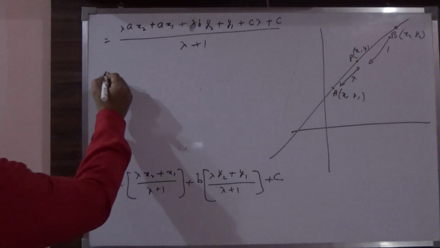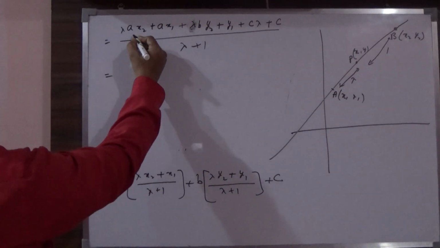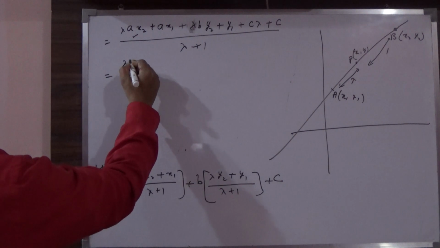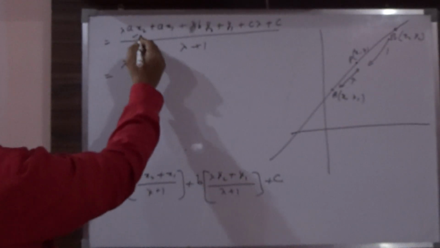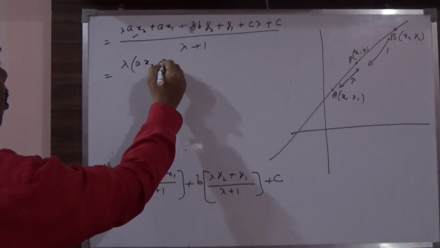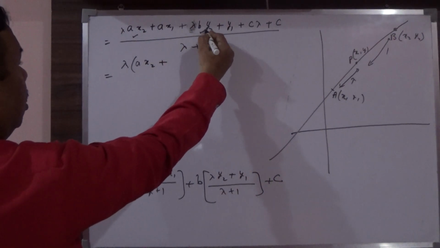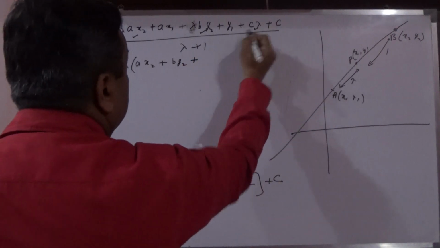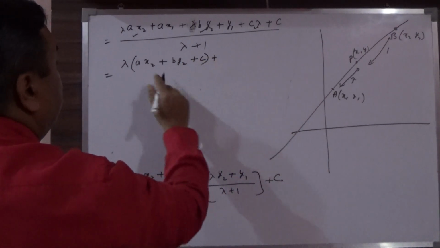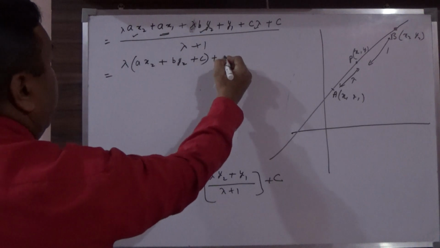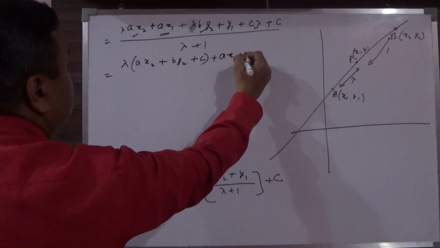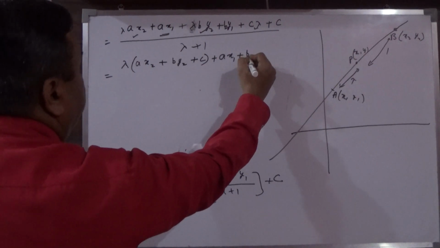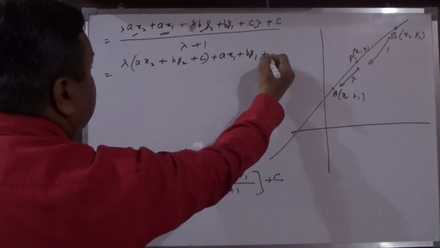Now in this I will take lambda, all the terms having lambda: a x2 plus b y2 plus C, plus now the remaining a x1 plus b y1 plus C.